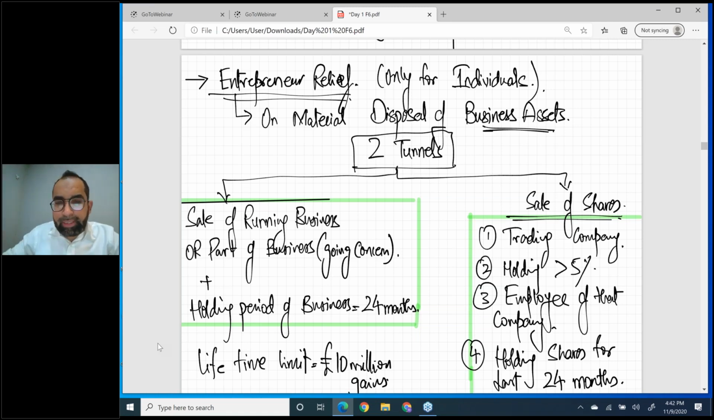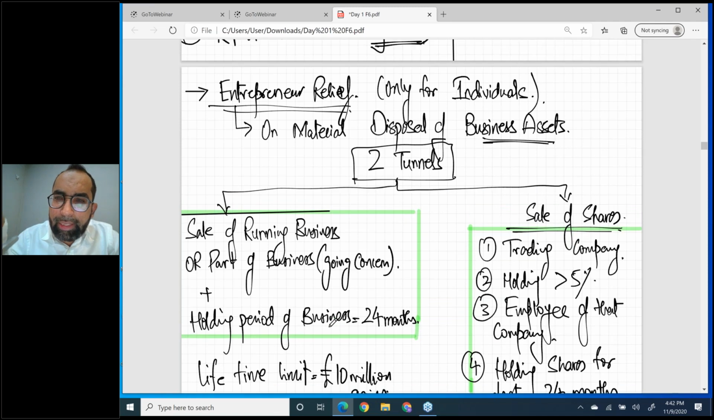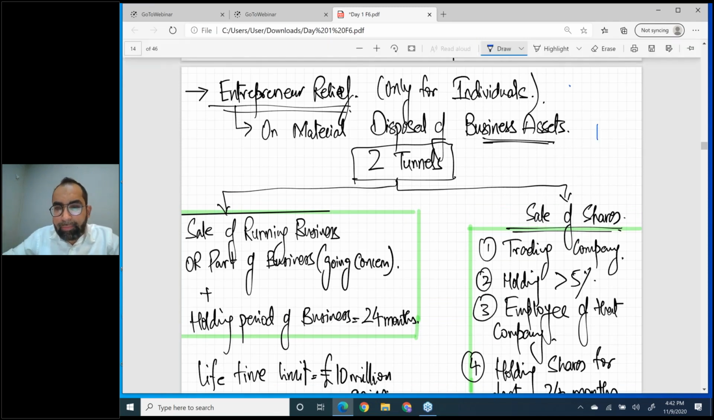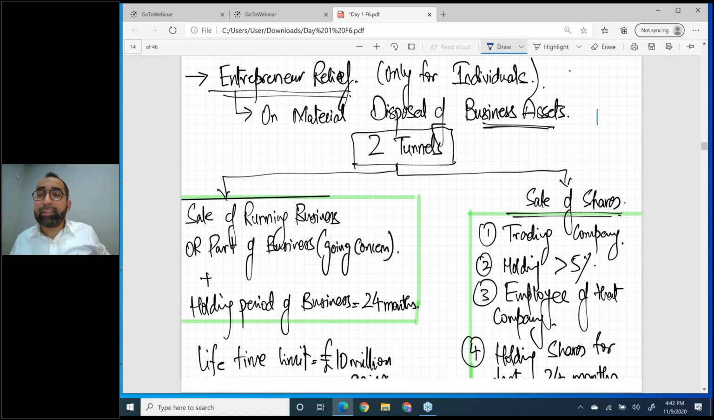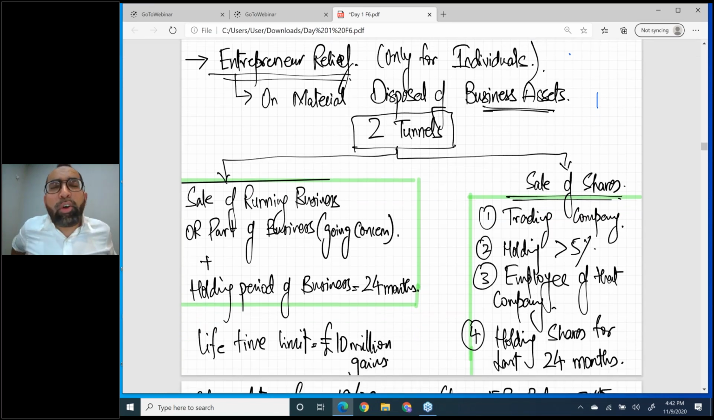Okay, there is a second tunnel as well. And that second tunnel is sale of shares. Sometimes you get entrepreneur relief by selling shares. Come on, look at me.